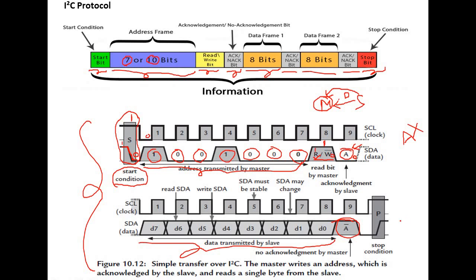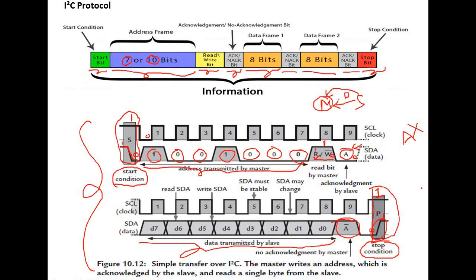And the final signal is the stop signal, so stop condition. The stop condition is that the master sends a stop condition by pulling SDA high while SCL is high. See here, what is the stop condition? The master is making the SDA line go from low to high while your serial clock line is high. This is called a stop condition.